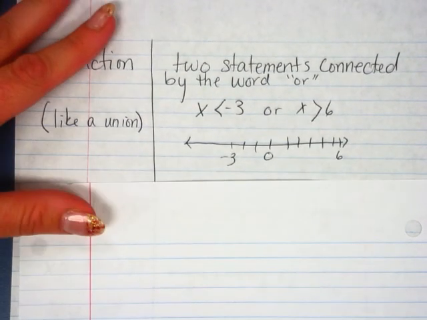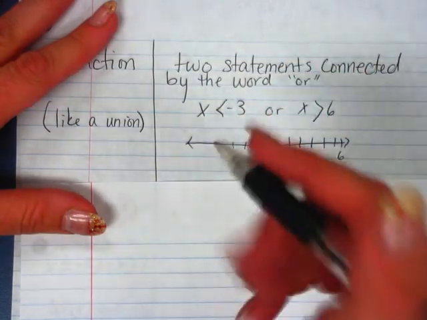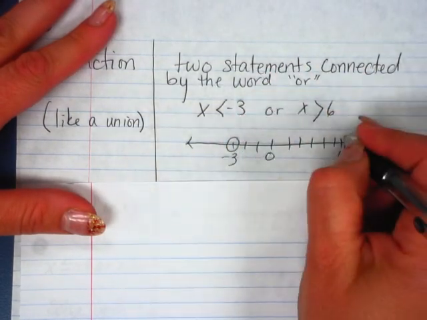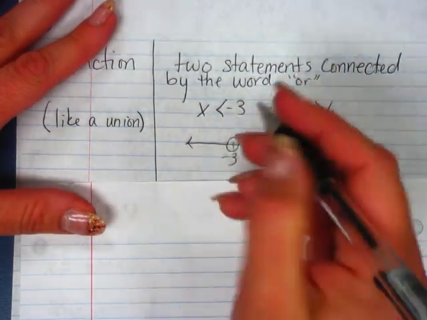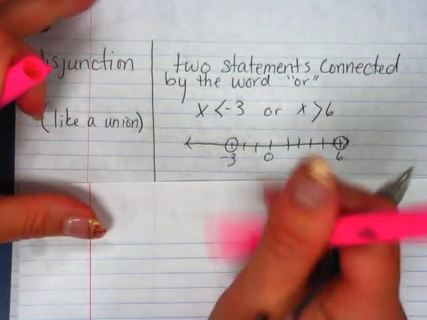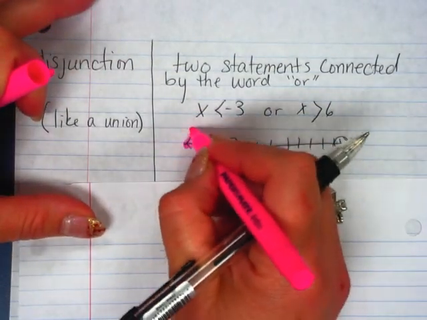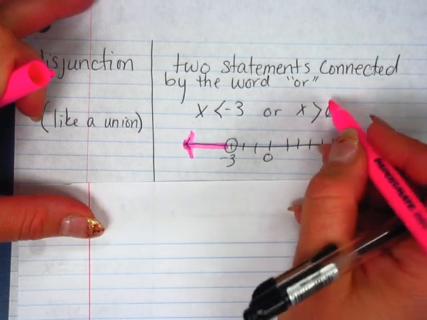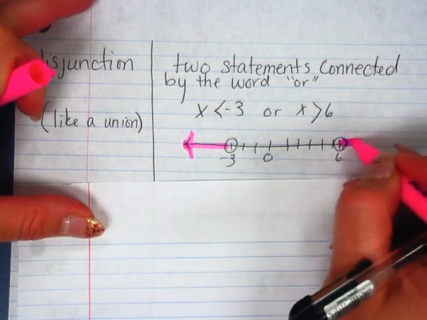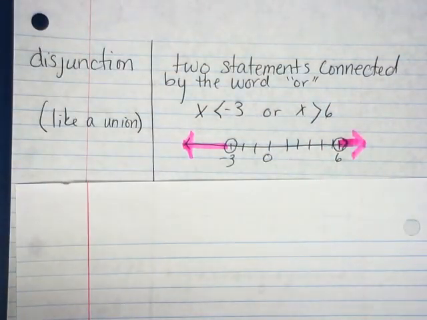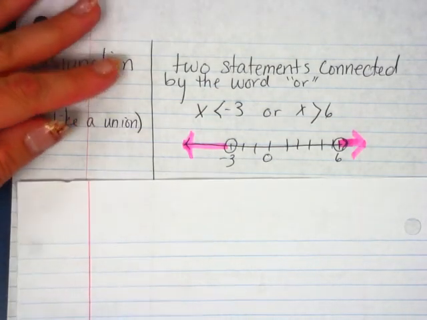So now let's look at how that would look. Both of them are open circles, no equal sign. X is less than negative 3. That would be this direction. So disjunctions go away from each other. X is greater than 6 is going to go in that direction. Both of them are going to be different. They're going to go away from each other, but we're putting them all together on one number line.